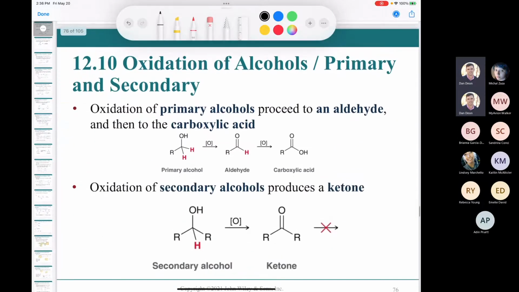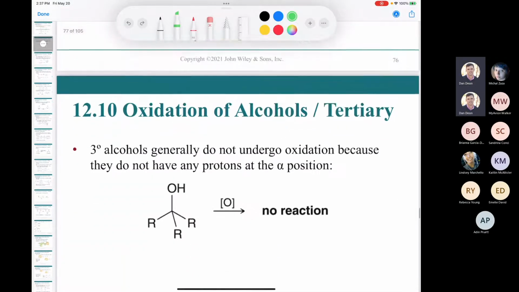Okay, if you oxidize a primary alcohol, it will first be oxidized to an aldehyde, followed by oxidation of the aldehyde even further to make a carboxylic acid. Whereas when you oxidize a secondary alcohol, it produces a ketone, and then it will not be oxidized any further. There is one exception to this that we're going to see much later in the course, but you don't need to worry about it at all for the next quiz, for quiz 12.